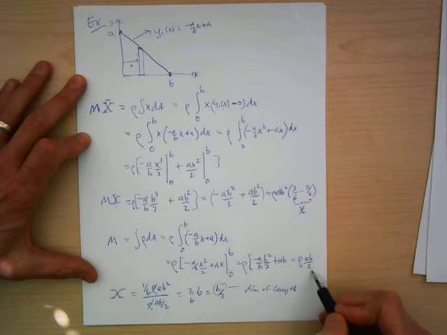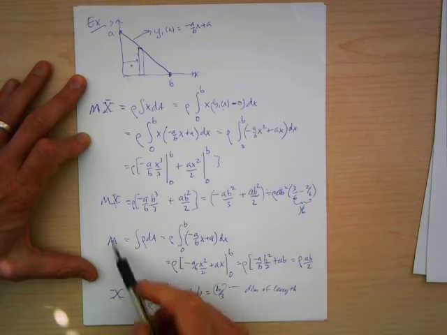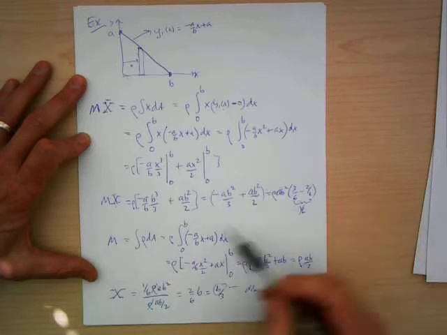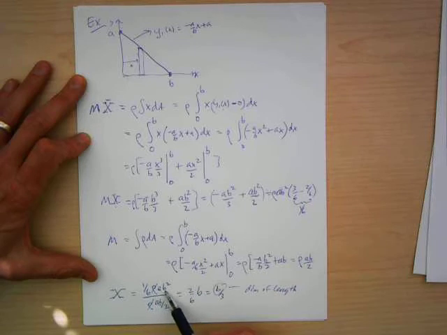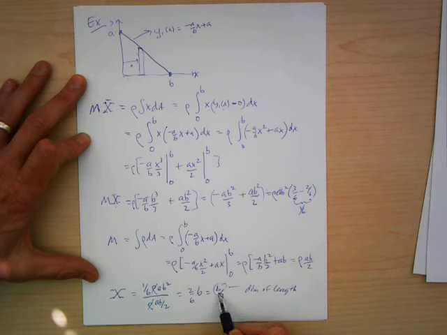rho ab over 2. So now I can put these two results together and calculate my x coordinate as 1/6 rho a b squared divided by 1/2 rho a b. The rho's are going to cancel, the a's are going to cancel, one of the b's is going to get canceled, and I'm going to be left with 2/6 b, or 1/3 b, which is good. Check the dimensions of that. Dimensions of b is the length, and that's what I ought to get for the coordinate of the center of mass.